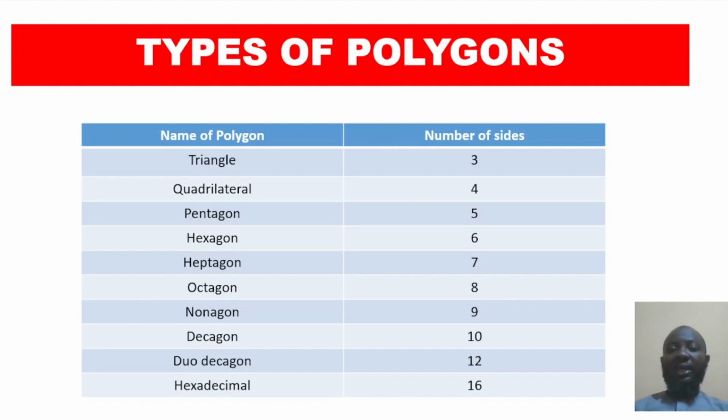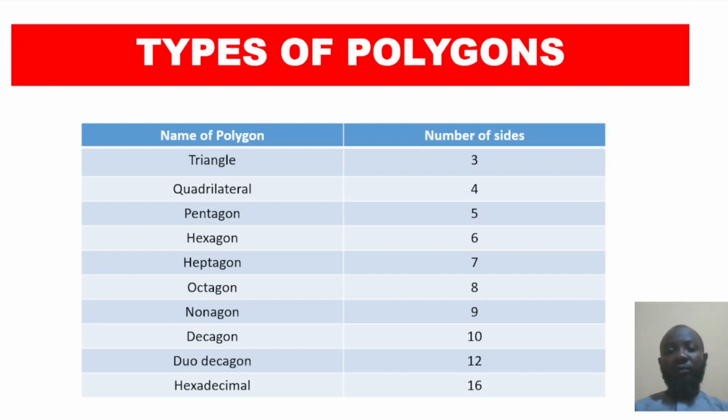A quadrilateral is a four-sided plane shape. Any shape that has four sides and four angles is referred to as a quadrilateral. Examples of quadrilaterals are rectangle, square, trapezium, parallelogram, rhombus, and kites. They are just six. We are still going to look at those ones in detail later on in the video.